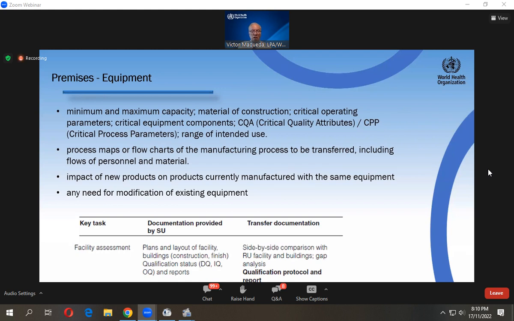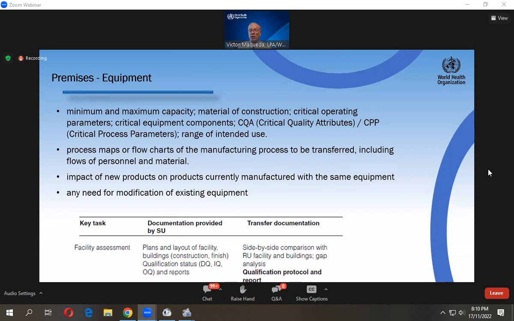value-added reports. It's sometimes very difficult to go through all the validation package. It's time-consuming, so it's very important for the companies, any company, to develop and to learn how to produce value-added reports.